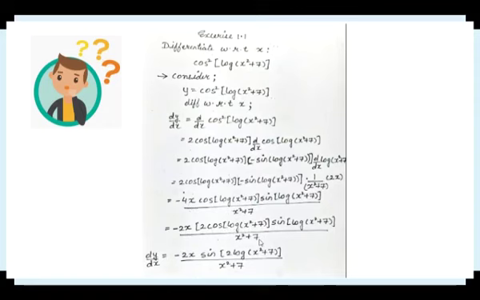Why have I done this? Because I have the formula of 2 cos theta sine theta. It's what? Sine 2 theta. So I can write this as dy by dx equal to minus 2x sine of 2 log of (x square plus 7) upon x square plus 7. So this will be the answer. Okay, so we'll see the next example.